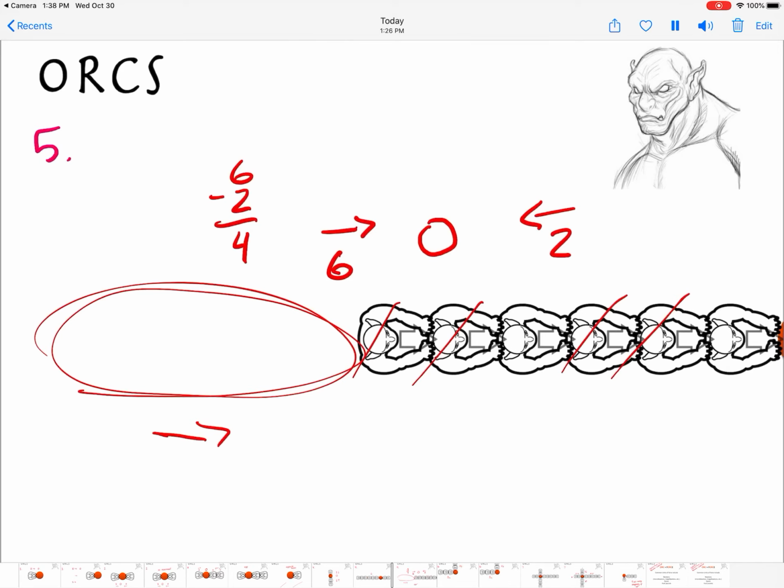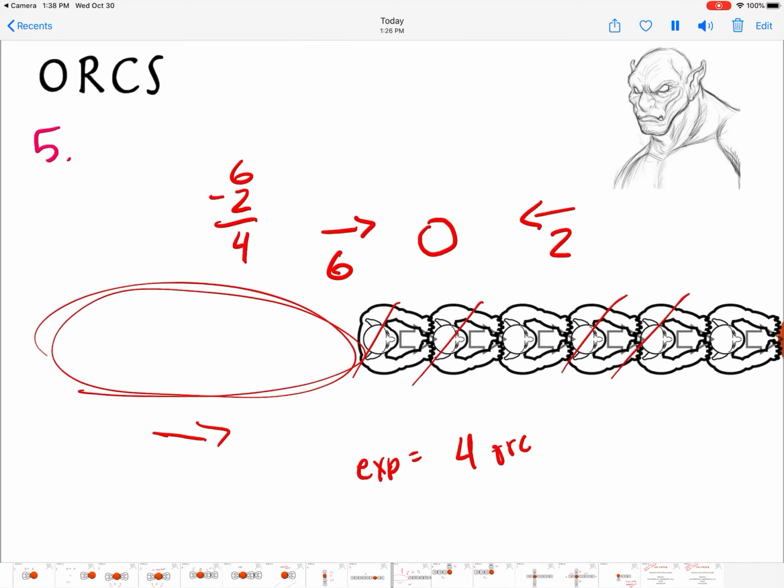So on that one, your explanation is 4 orcs to the right.